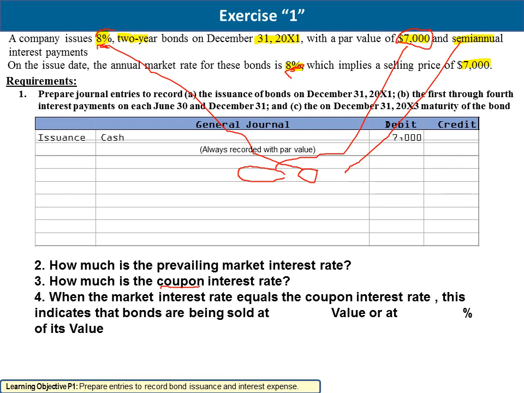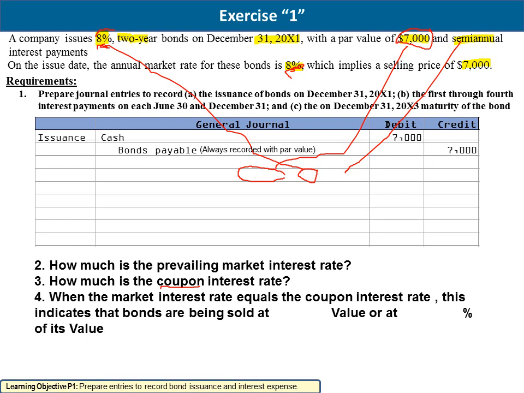8% here indicates the interest rate. So we call it coupon interest rate, the interest rate that is written on the bond certificate. 2 year indicates that the maturity of the bond will be after 2 years. And the issuance was on December 31st, 20x1 with a par value of 7,000. This 7,000 represents the par value. It could also be called face value or principal value. And semi-annual interest payment. Semi-annual means it will be done 2 times per year.